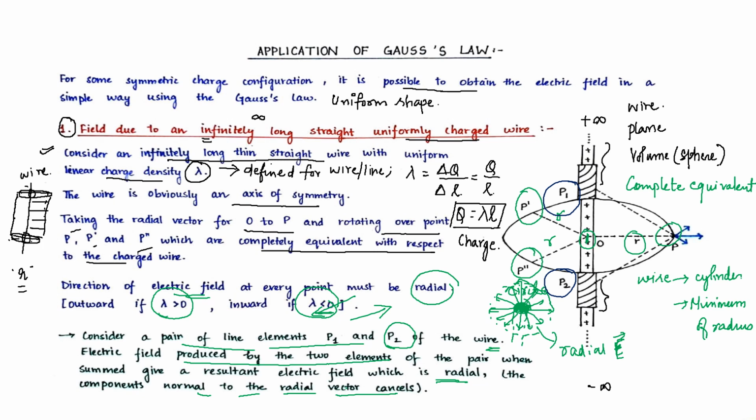So the electric field produced over this point and over this point are radial, one thing we know, and secondly, for this point it will be somewhere like this, and for this point it will be like this.